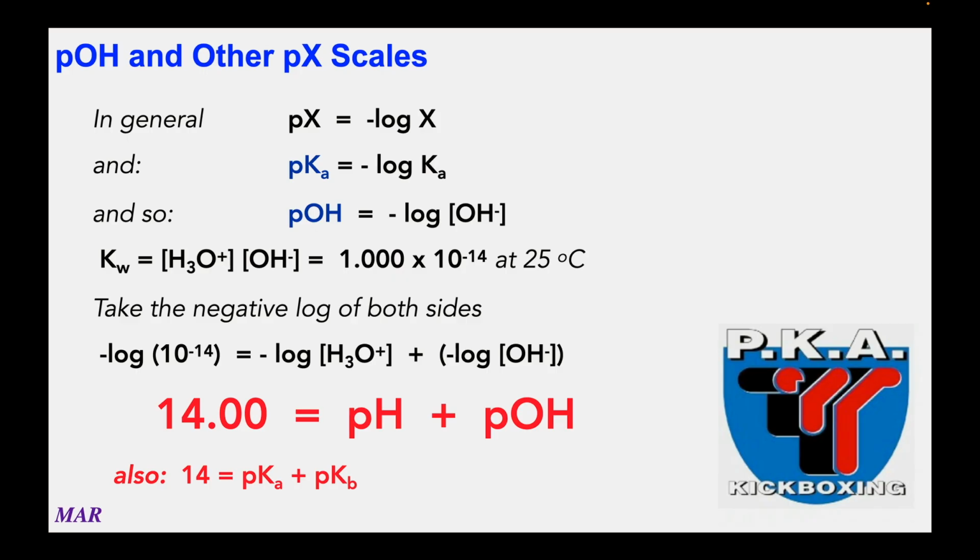pKa, which is minus log of Ka, plus pKb, minus log of Kb, equals 14. And that's kind of cool. Now remember, Ka is the equilibrium constant for an acid. Kb is the equilibrium constant for the base. And most of the time they're under 1, so they're reactant favored. 14 equals pKa plus pKb. That's going to be pretty important to us coming up.